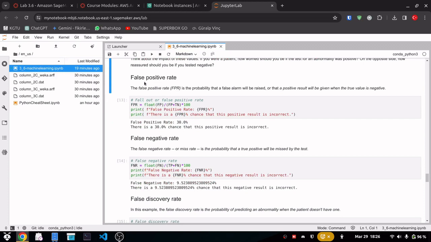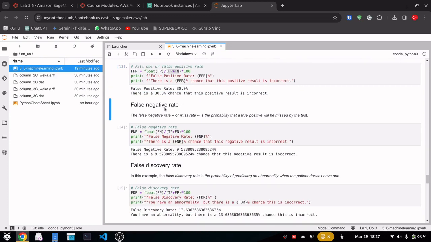So the false positive rate, FPR, is the probability that a false alarm will be raised, or that a positive result will be given when the true value is negative. The FPR is computed like so: we divide the false positives by the false positives plus true negatives, which means there is a 30% chance that this positive result is incorrect.